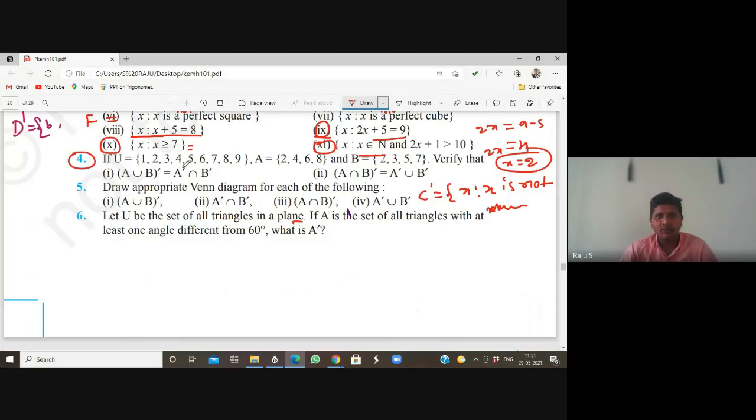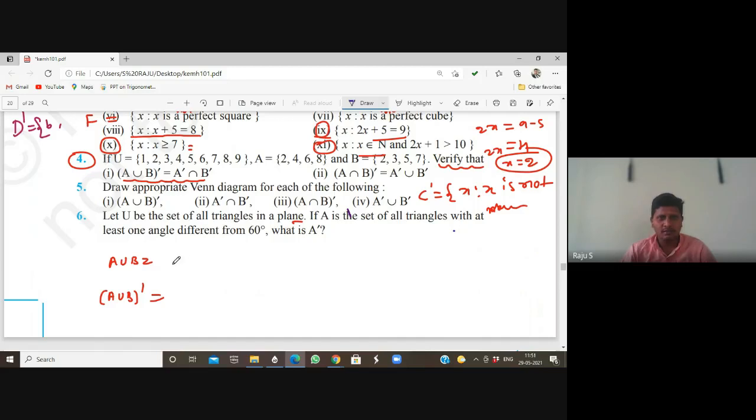Right, students, this fourth subdivision. All of you check one subdivision. First find A union B. Then find A union B whole complement. Do this fast. Then find A complement, then B complement, then the intersection. After finding this, check whether they are equal or not, because they are asking to verify. Do it fast and tell me whether it is equal or not.